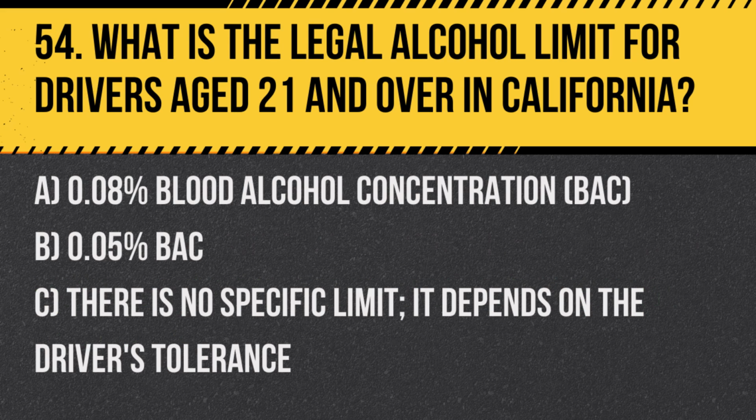Question 54. What is the legal alcohol limit for drivers aged 21 and over in California? A. 0.08% blood alcohol concentration, BAC. B. 0.05% BAC. C. There is no specific limit. It depends on the driver's tolerance. Answer: A. 0.08% blood alcohol concentration, BAC. It is illegal to drive with a BAC of 0.08% or higher in California.